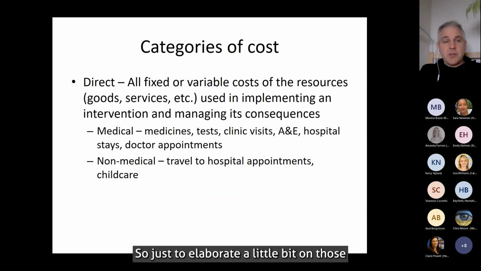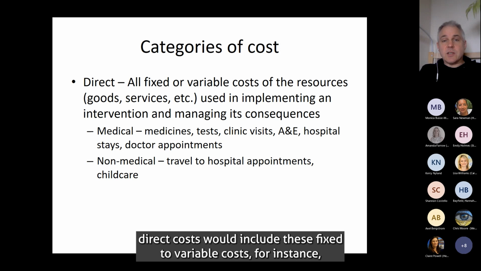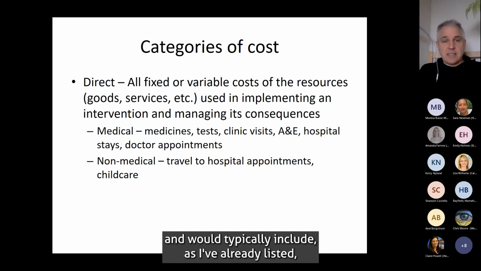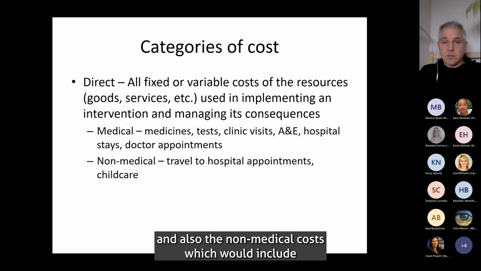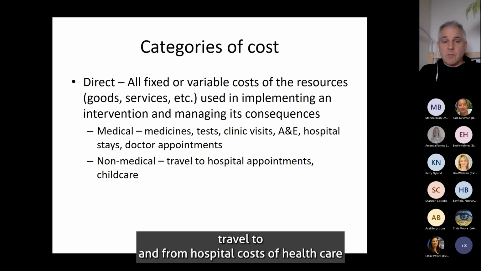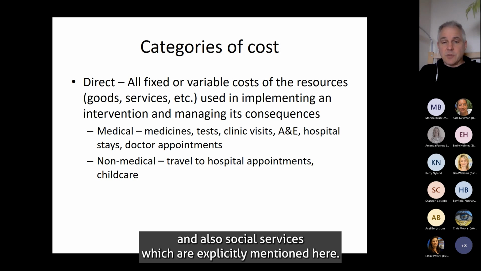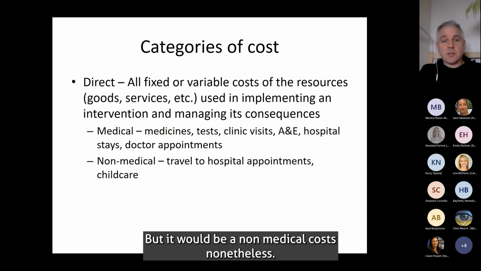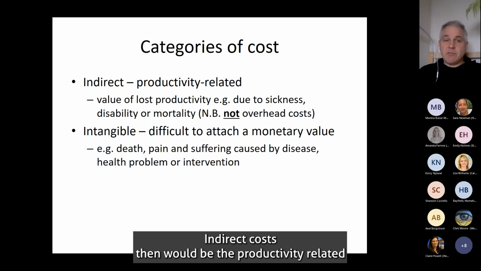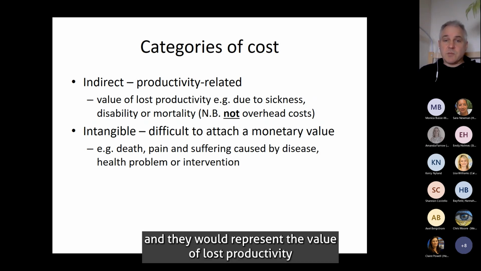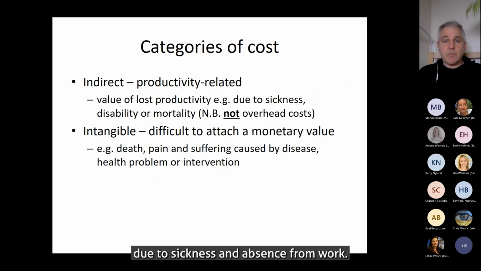So just to elaborate a little bit on those, direct costs would include these fixed and variable costs, for instance, and would typically include, as I've already listed, medicines, tests, clinic visits, etc., those being the medical costs, and also the non-medical costs, which would include travel to and from hospital, cost of healthcare, and also social services, which I haven't explicitly mentioned here, but it would be a non-medical cost nonetheless. The indirect costs then would be the productivity related, and they would represent the value of lost productivity due to sickness and absence from work.